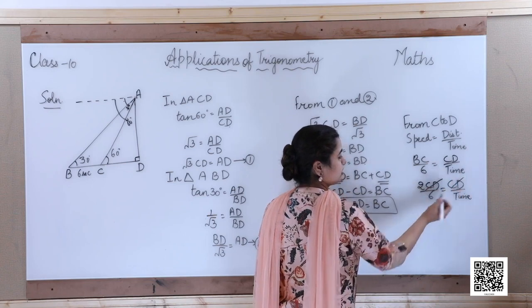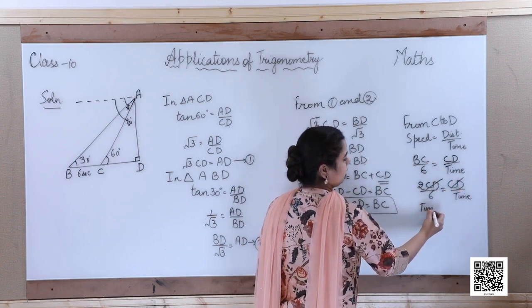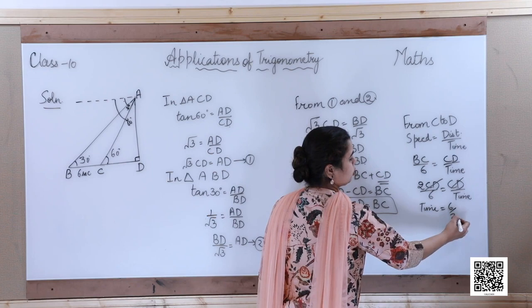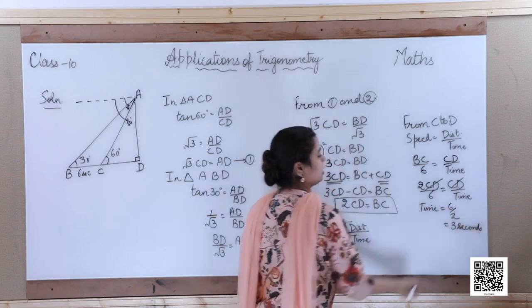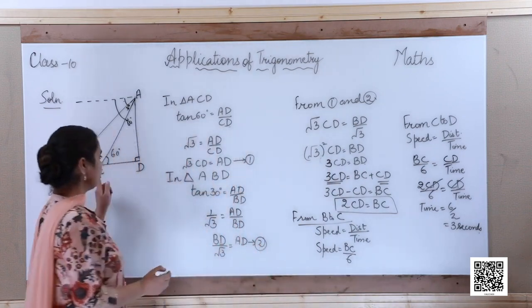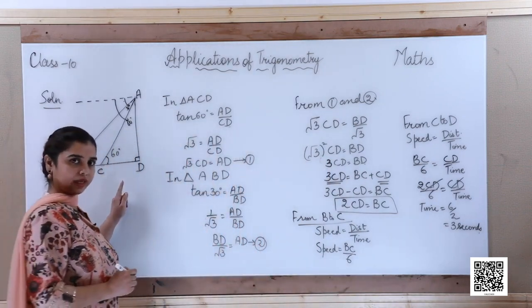So CD gets cancelled with CD. I get time is equal to 6 upon 2, which is equal to 3 seconds. So the time taken by the car to move from C to D is 3 seconds.